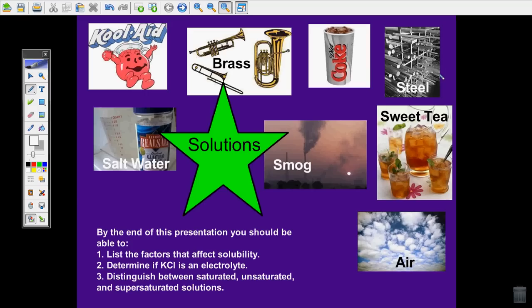By the end of this presentation, you should be able to list the factors that affect solubility, determine if potassium chloride is an electrolyte, or distinguish between saturated, unsaturated, and supersaturated solutions.